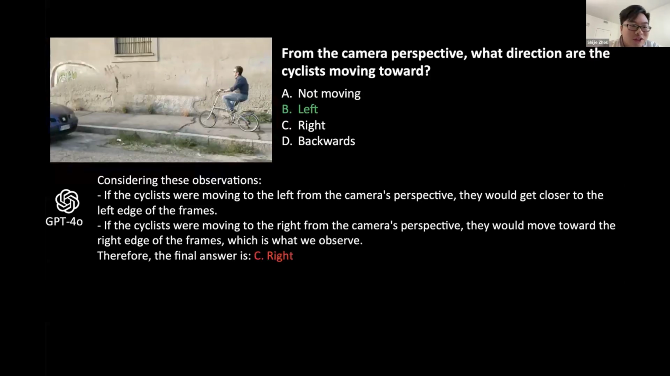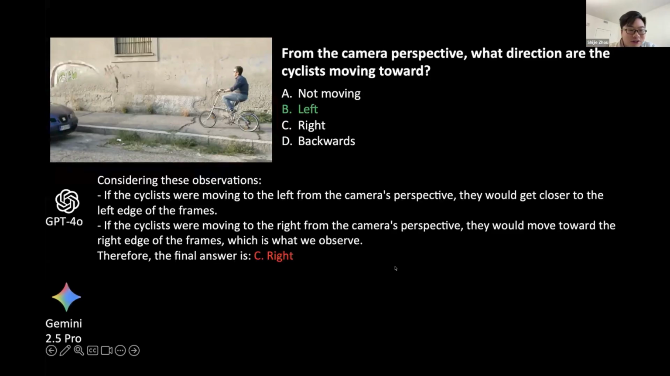GPT-4o says, considering the observations, if the cyclists were moving to the left from the camera perspective, they would get closer to the left edge of the frames. If the cyclists were moving to the right from the camera's perspective, they would move toward the right edge of the frames, which is what we observe. Therefore, the final answer is right.